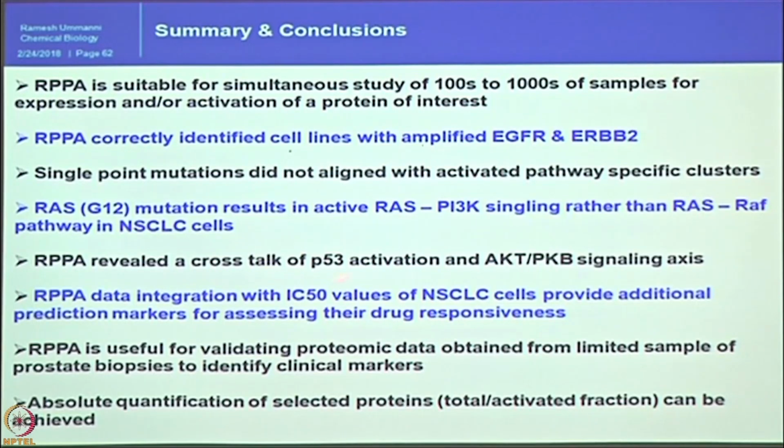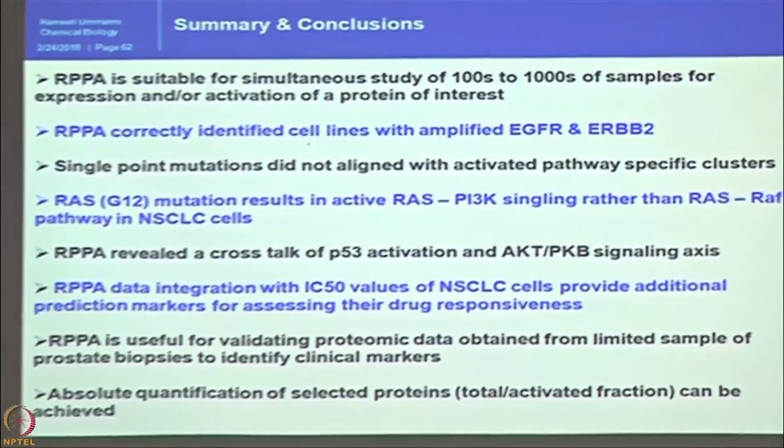The RPPA revealed a crosstalk between P53 activation and AKT, which was not known earlier. The RPPA data integration with IC50 values has provided additional markers. It is also useful for validation of proteomic data obtained from limited samples, and absolute quantification of selected proteins, either total or activated fraction, can in fact be achieved per cell. So, this kind of experiment can be done using the RPPA approach.